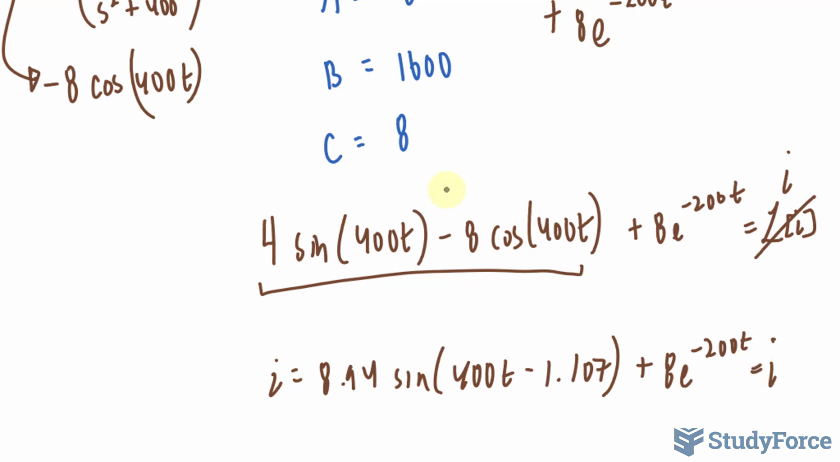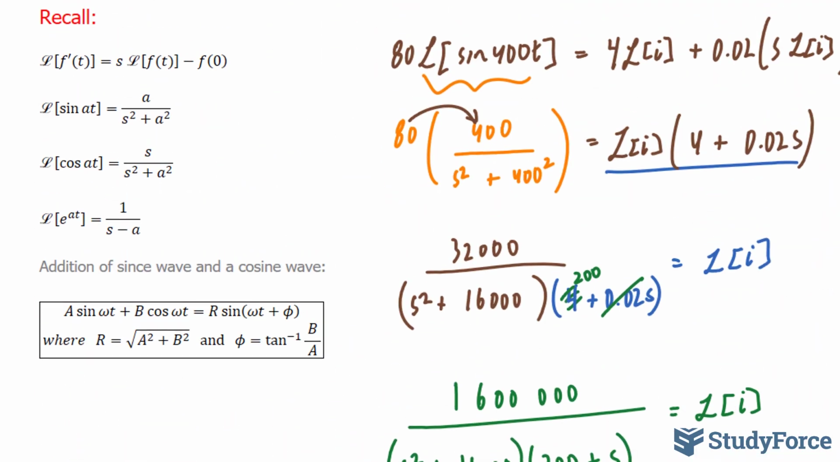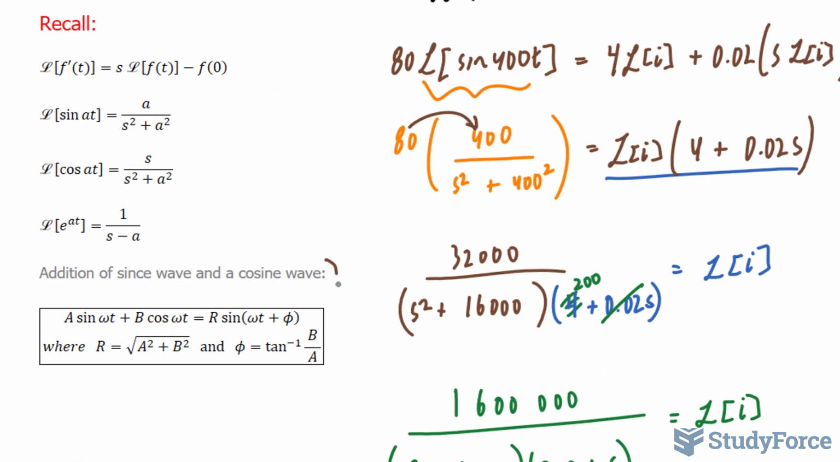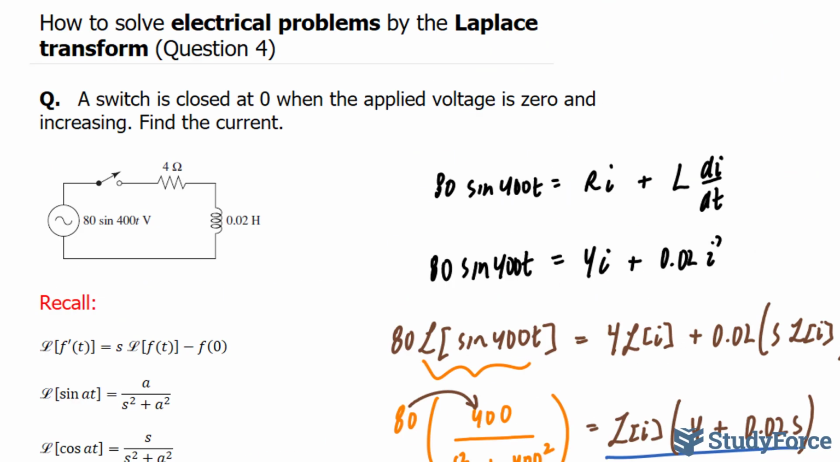Now, if you're confused by this part, how I combine this into the following, feel free to use the formulas that I've provided here, which technically tells you how to go from sine and cosine as a sum into a sine wave. And there you have it. That is how to solve electrical problems by the Laplace transform.